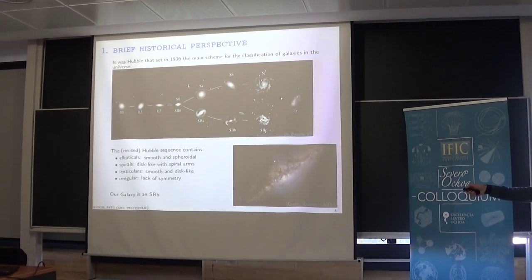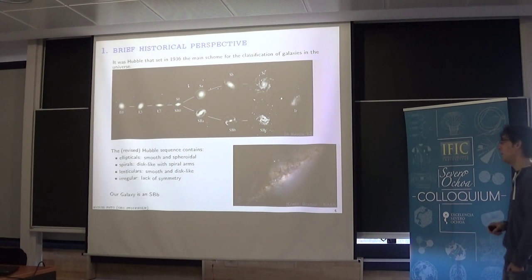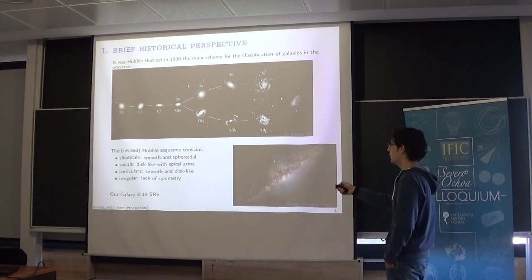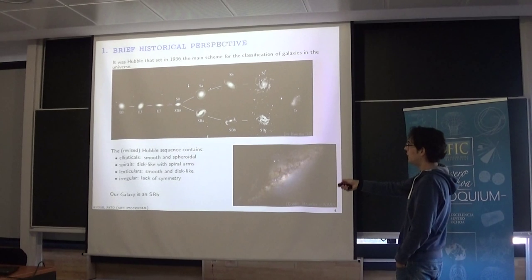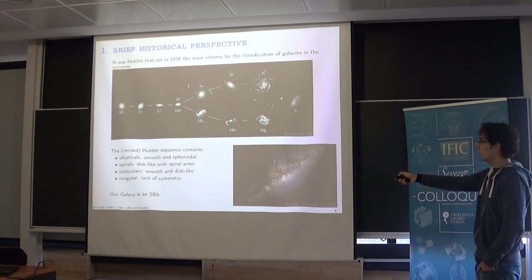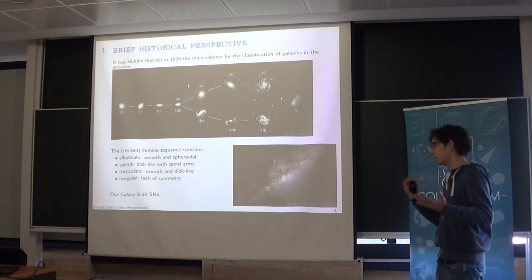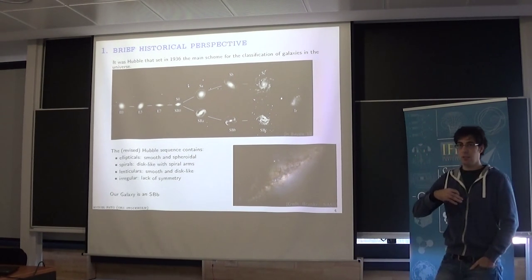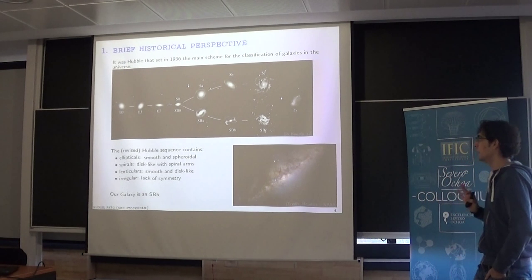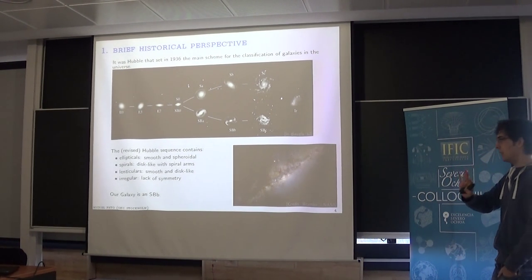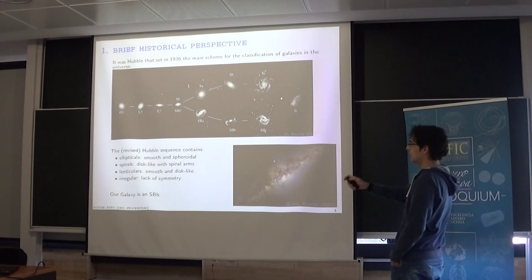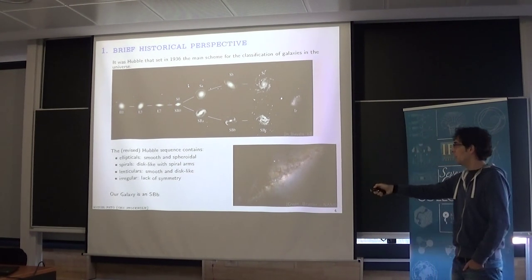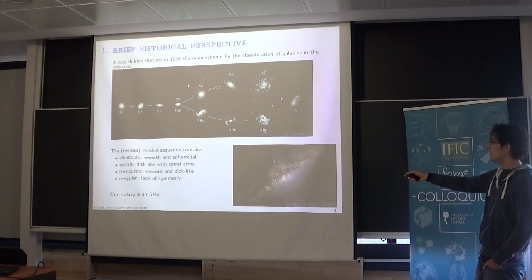Our galaxy is a barred spiral galaxy, in between these two types here. Then in between ellipticals and spirals you have so-called lenticular galaxies that are basically an interpolation between these two groups. And then you have galaxies that completely lack symmetry. Now, the evidence for dark matter in galaxies comes from individual objects in basically all of the groups, mainly ellipticals and spirals.